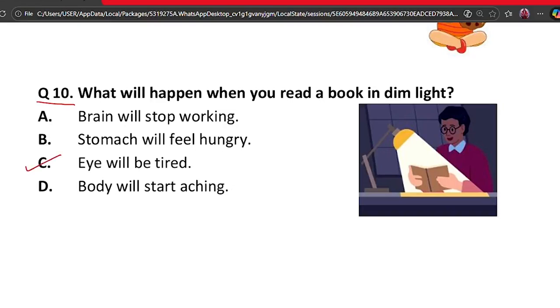Eye will get tired. Reading in dim light puts strain on the eyes. As a result, eyes feel tired and uncomfortable. It does not affect the brain or stomach directly. So the correct answer is option C. Eye will be tired.